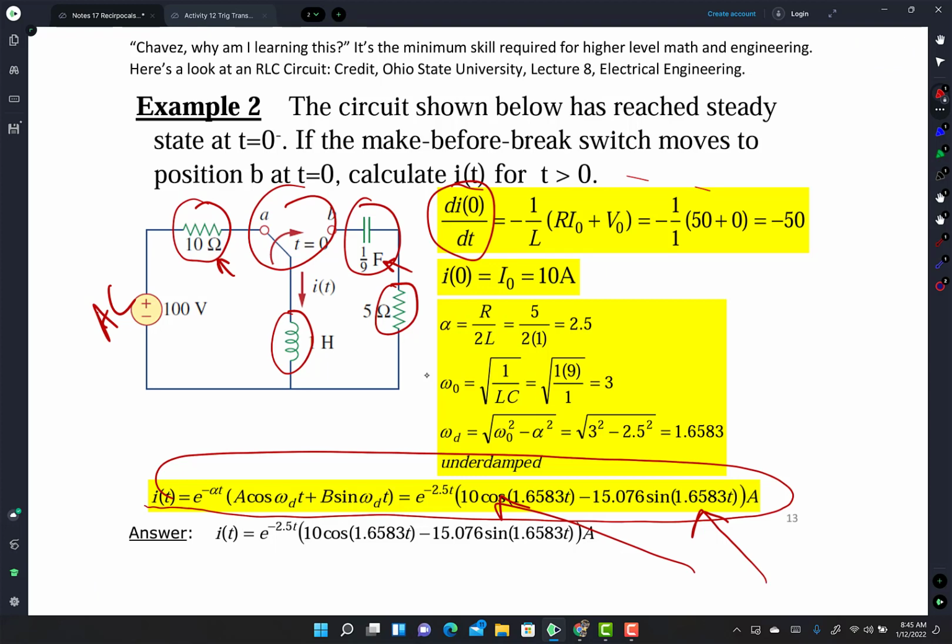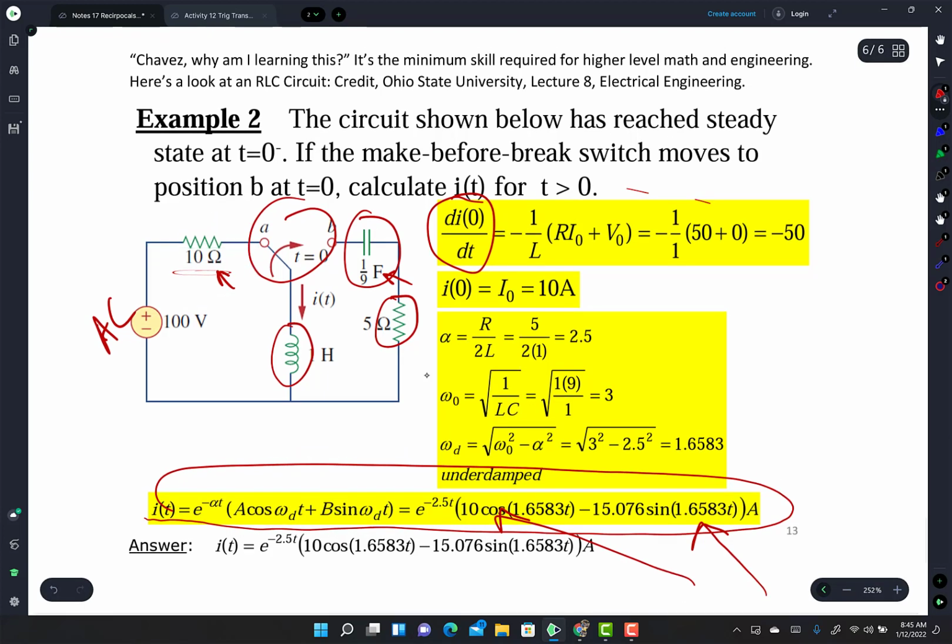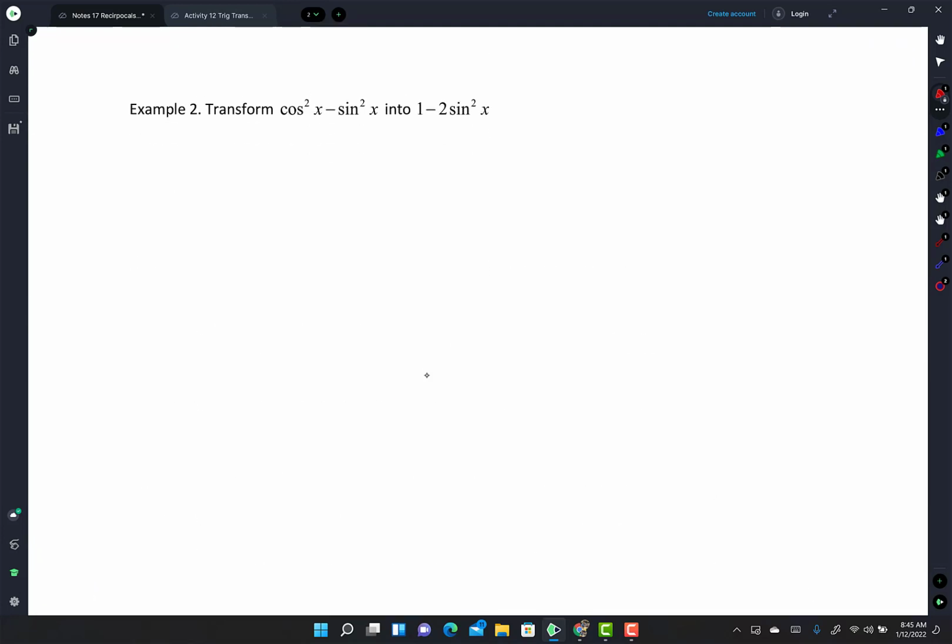But this is why we're doing what we're doing. These are the minimal skills. If you want to be an engineer, this is where it starts, right here, guys. So make sure that you're on top of your game. There we go. I'm glad I said that. I think we're good now, right? I hope. All right, guys, let's go to example 2. And hopefully we'll have some fun with this one.